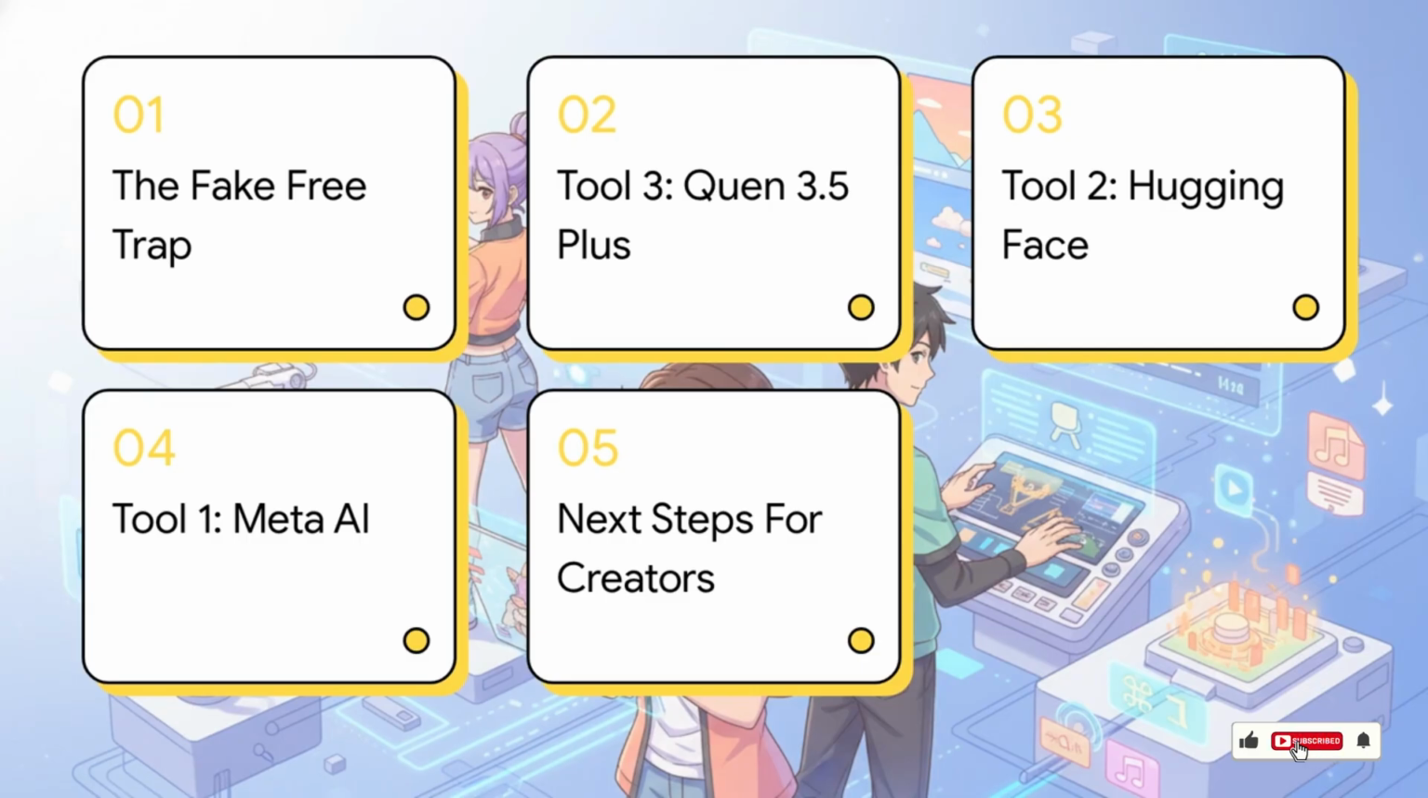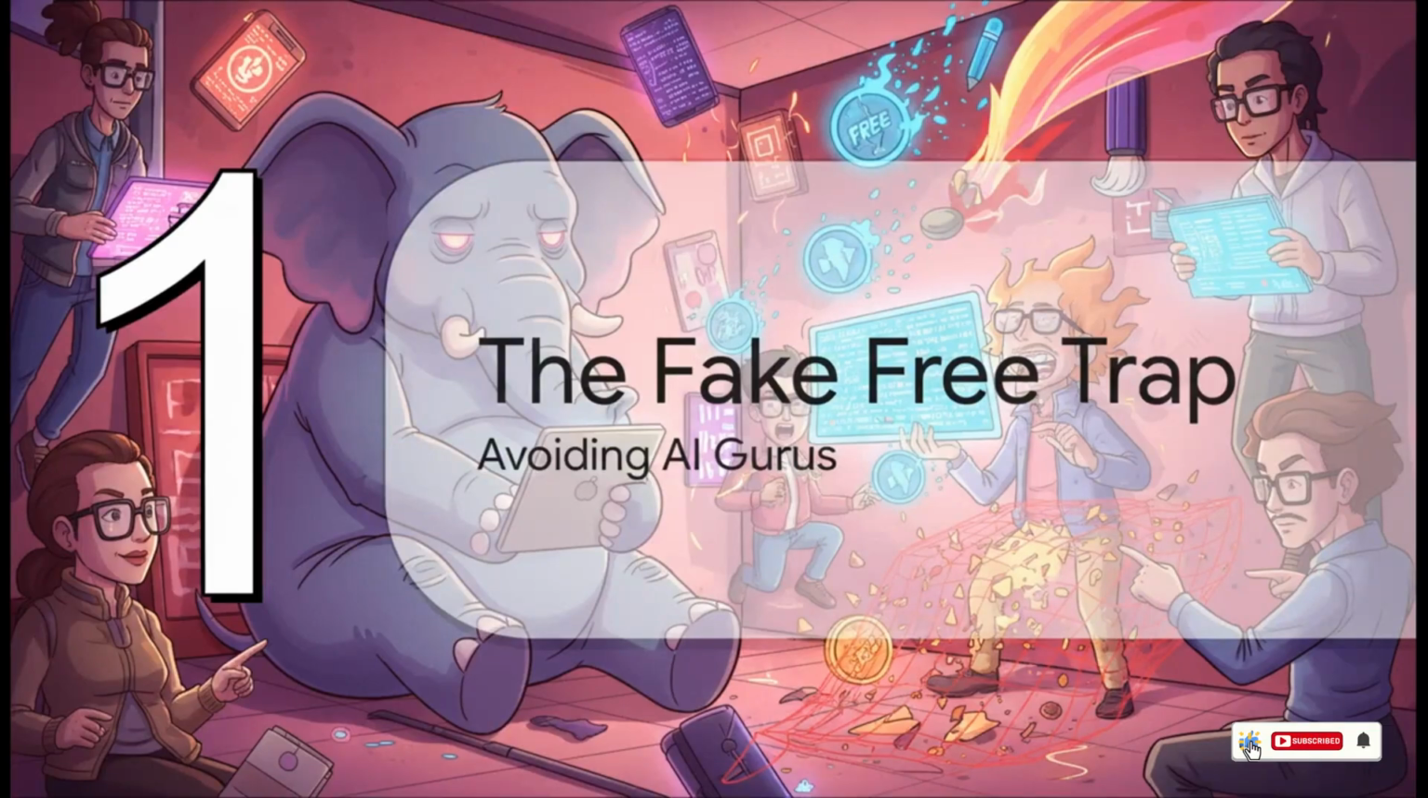So, here's our roadmap for this explainer. First, we'll look at the fake free trap. Then, count down our top tools. Tool number 3, Qwen 3.5 Plus. Tool number 2, Hugging Face. And finally, our absolute favorite at the number 1 spot, Meta AI. After that, we'll cover the next steps for creators. Starting off with part 1, the fake free AI trap.